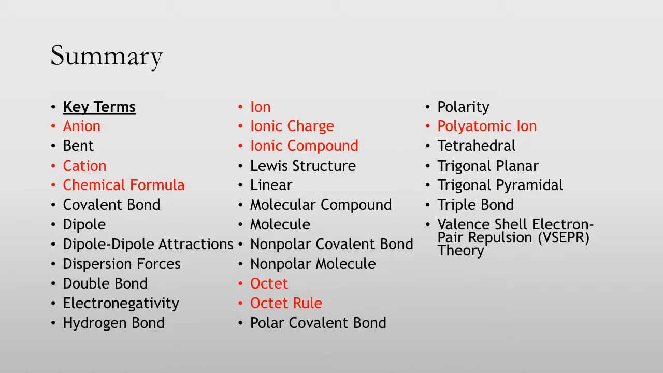Ionic compounds are made up of electrostatically attracted, oppositely charged species. And then you have octet and octet rule, which just states that atoms of an element want to obtain 8 valence electrons in order to be stable. And then polyatomic ions are those that are ions that have more than one atom bonded together and is charged at the same time.